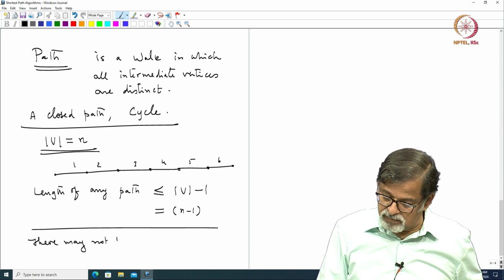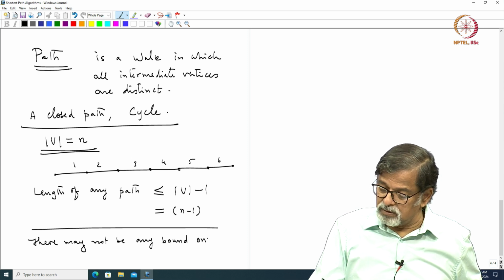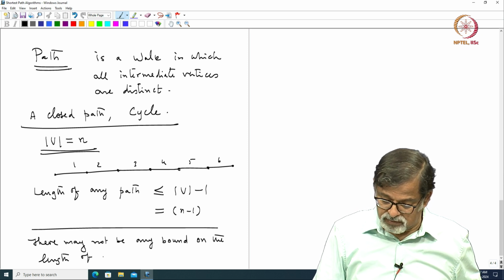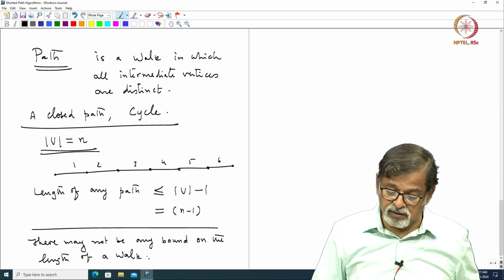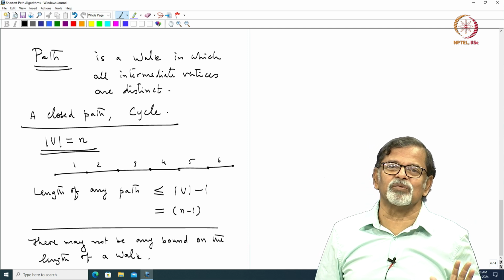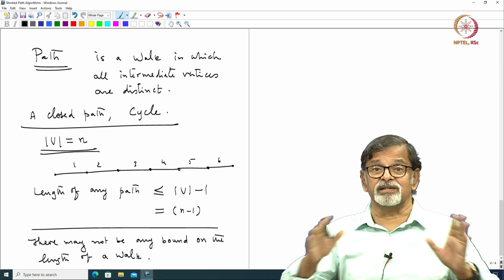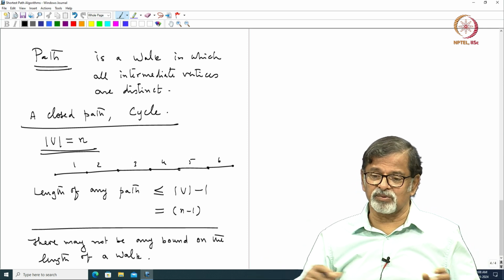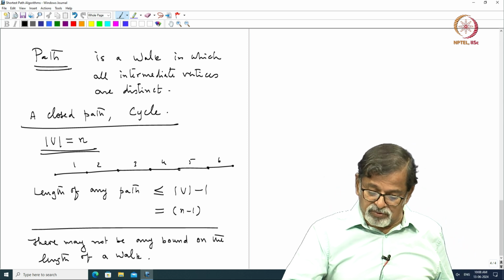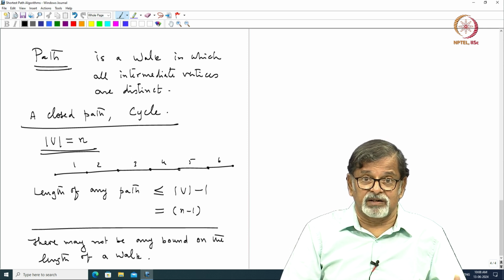There may not be any bound on the length of a walk. Any path in a graph cannot have more than n minus 1 edges because all intermediate vertices are distinct. Okay? There may not be any bound on the length of the walk. This is because repetition is allowed.